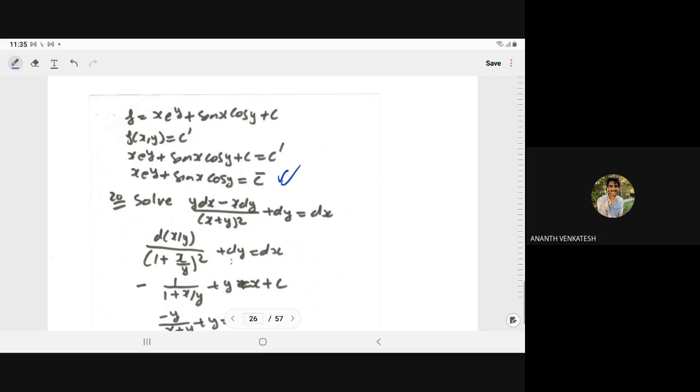So we don't have to show that dM by dy equals dN by dx. If you want to apply that method, if you are claiming that it is an exact equation, then you have to show it. Here I'm not claiming that it is an exact equation. I am bringing this into integrable form. So there's a possibility that this might not get solved if it's not exact. It is very much possible.